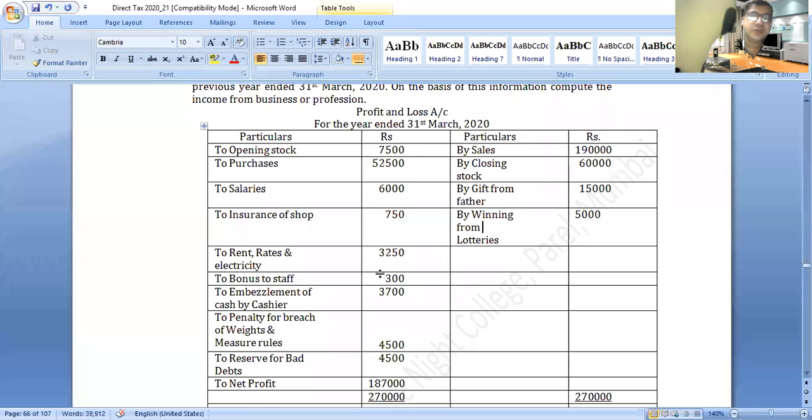In net profit, two items we have to add as expenses disallowed, 4,500 and 4,500. And two items are deducted, which are the incomes: gift from father 15,000 and winning from lotteries 5,000. These two items are deducted, and we will find out the taxable value of business income. You can easily do this sum. So I will stop here right now.